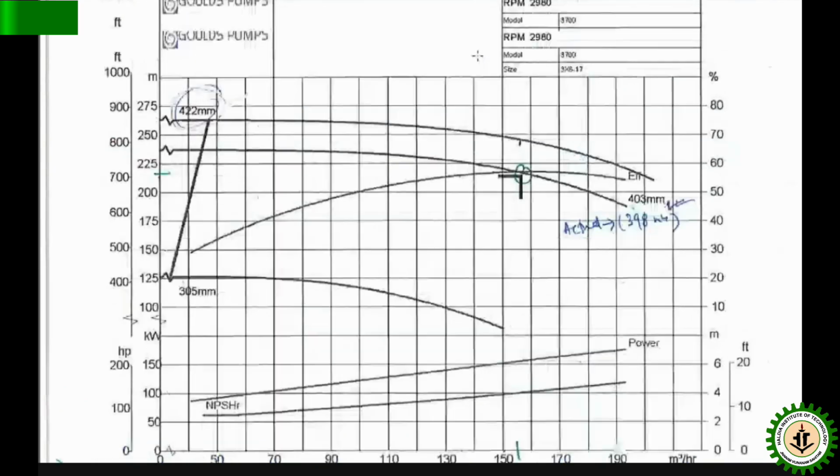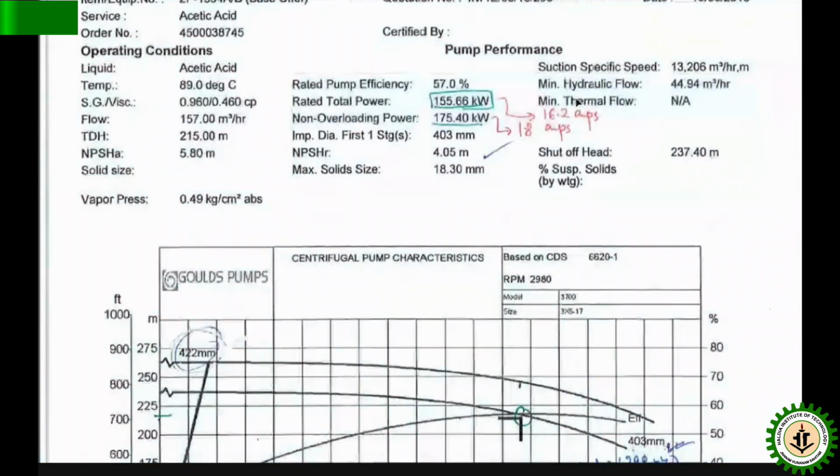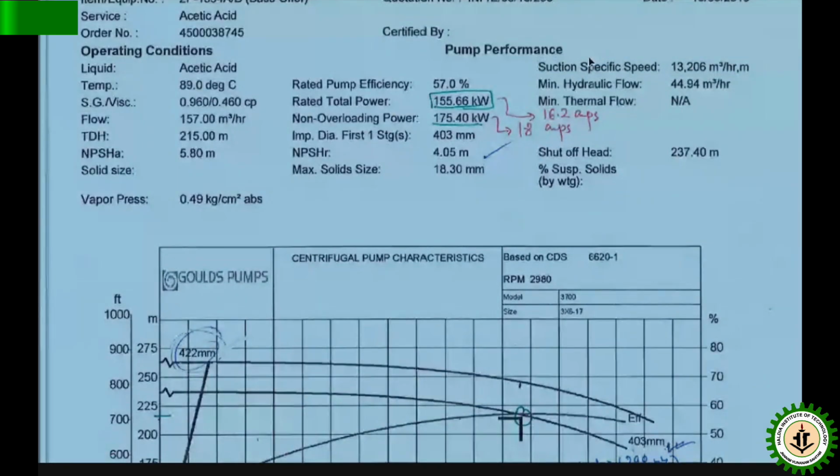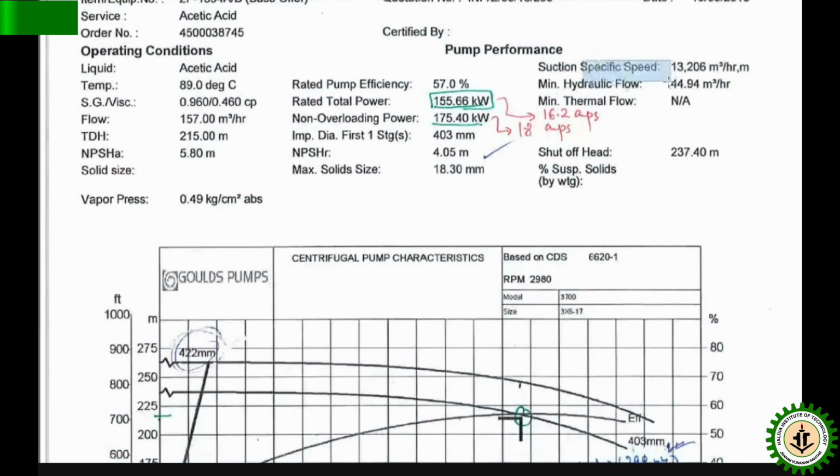And there are two important factors. One factor is written here, the suction specific speed. This is called NSSS, suction specific speed. And there is another concept called specific speed, that is called NSS. Okay, this is N triple S. So how to calculate this? How have they calculated this?